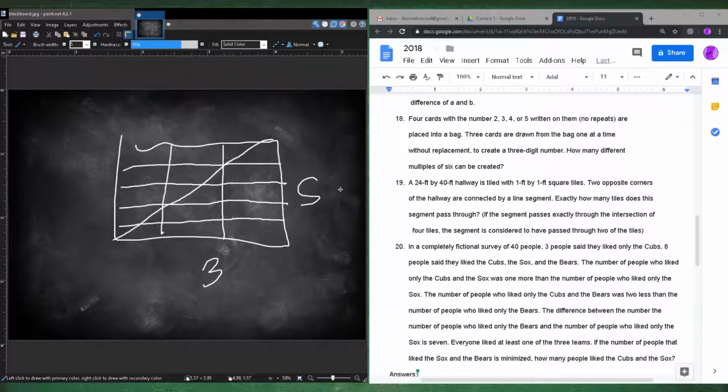So technically, if we look at the 3 and 5, we just have to find how many tiles it goes through. Since we scaled it by 8, there are 8 more of these to go, so we just have to multiply by 8. So how many tiles does this line go through? It goes through this one, it goes through this one, it also goes through this one.